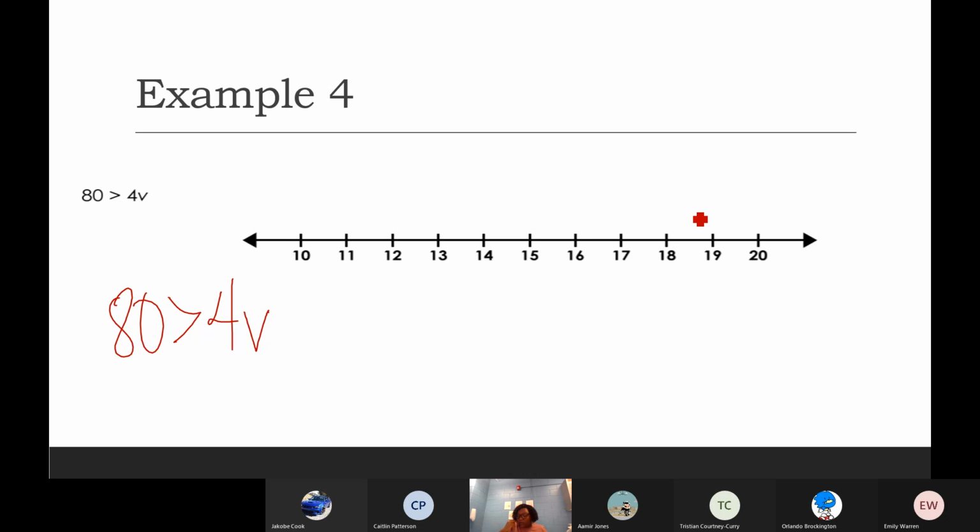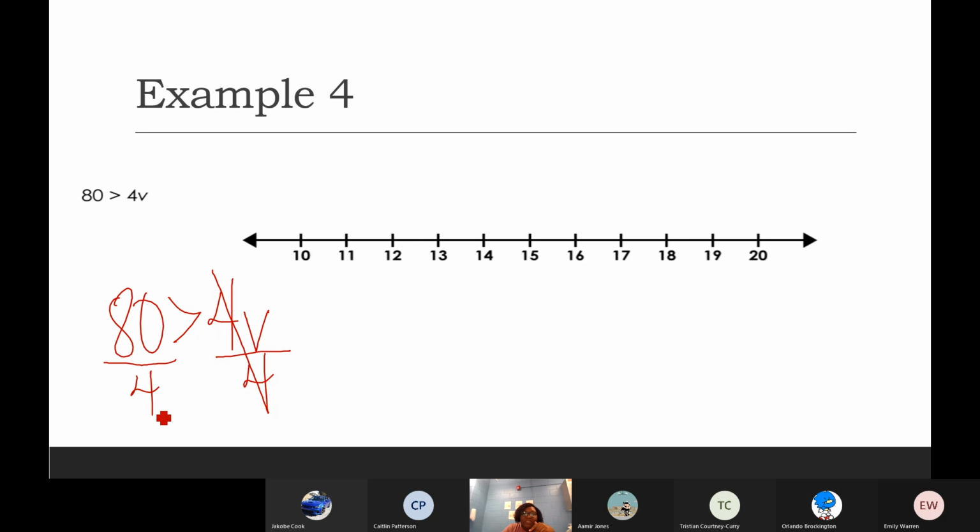Okay, so let's go on. Remember, the first thing we have to do right now, we're just treating this greater than sign like an equal sign. We have to isolate our variable. So right now, 4 is being multiplied by v. What is the opposite of multiplication? Division. So I have to divide by 4 to get my v by itself, to isolate my variable.